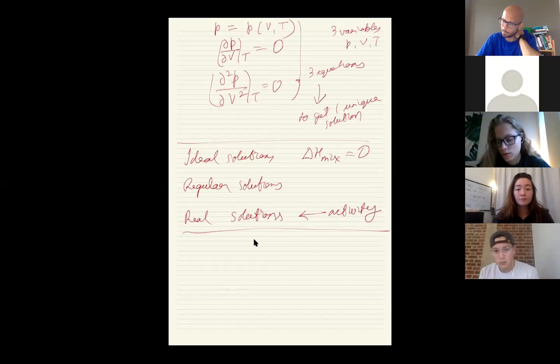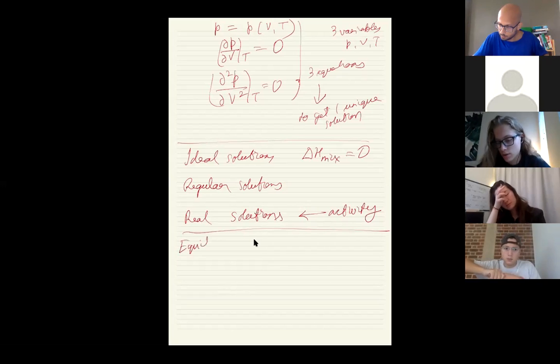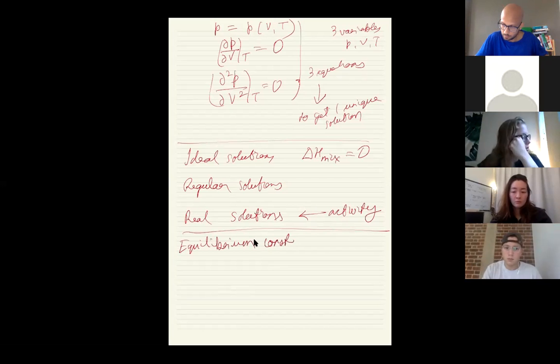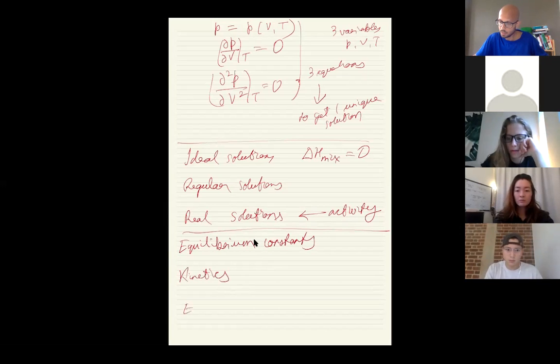After this, what are we going to do after that? After this, we are going to talk about equilibrium constants in terms of chemical reactions. And after that, there will be just a bit of kinetics and a bit of electrochemistry. This is all applied material for what we are doing.